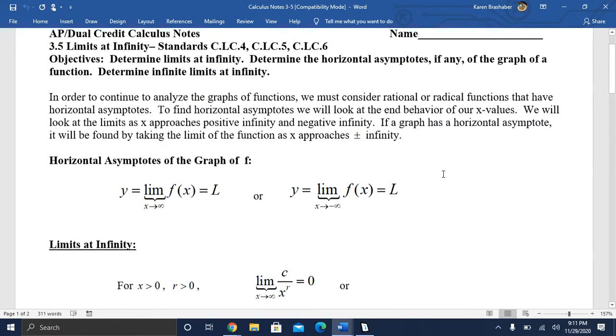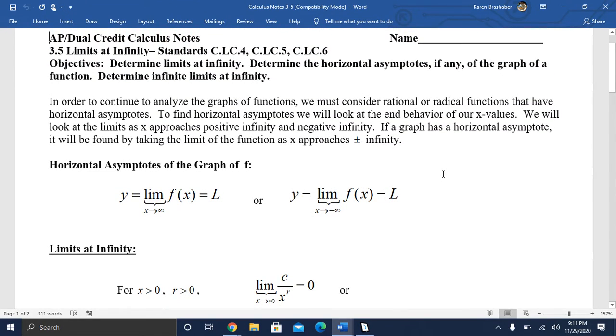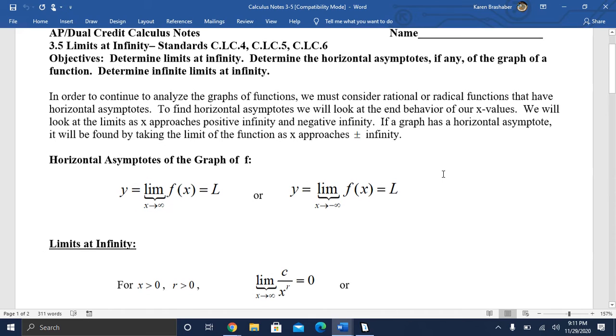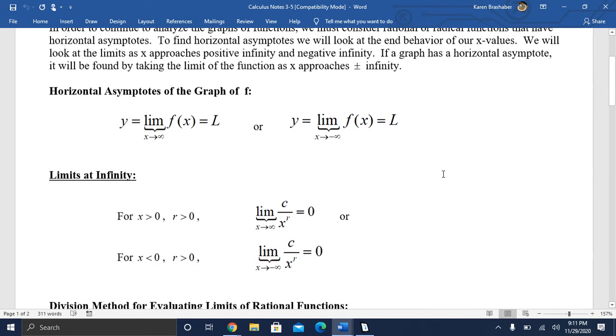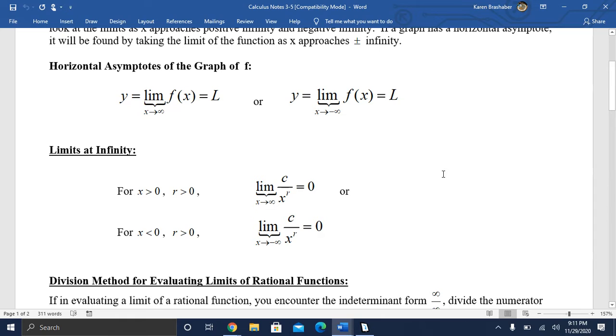Hello, students. Today we'll be working on one last analysis before we start to pull all of the different things together that we've been looking at. This analysis is what it takes to have horizontal asymptotes. So we're going to look at the limits as x approaches either positive infinity or negative infinity.